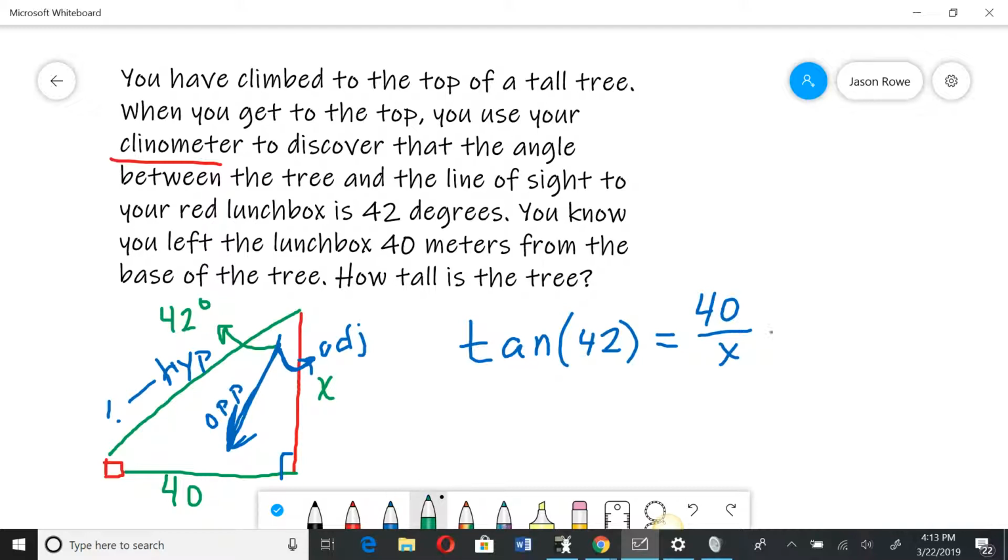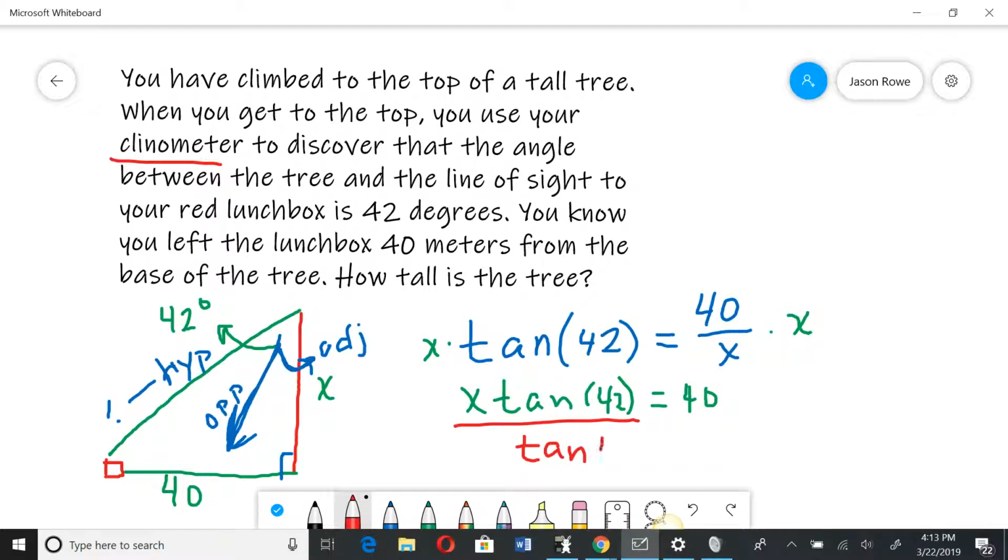Now to solve this one, we're going to have to do a little bit different stuff here. First, we're going to have to multiply by x. Because x is in the denominator, we need it to be at the numerator. So x times the tangent of 42 will equal 40. And then we're going to have to divide by the tangent of 42.